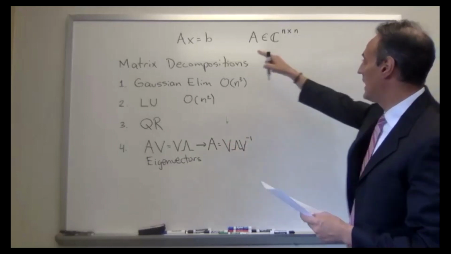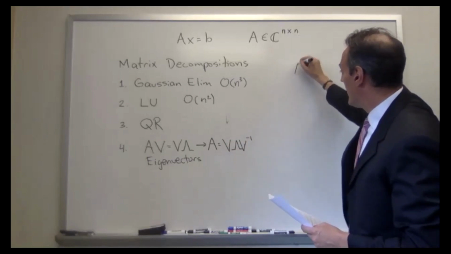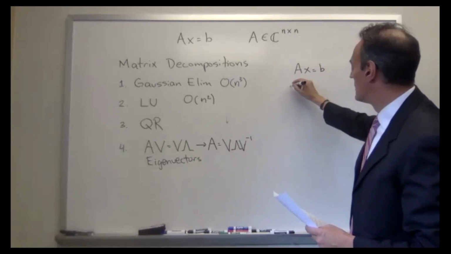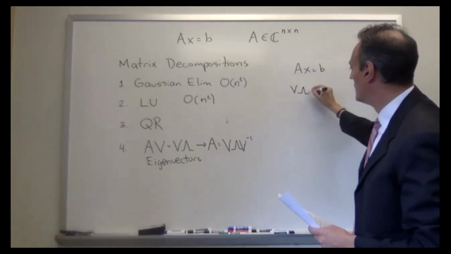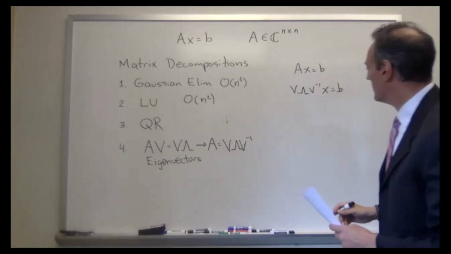So how could we exploit the eigenvalues and eigenvectors to do this decomposition? Well, let's go back to AX equal to B. So A now is this guy. So you have AX equals B, but A now is this product.